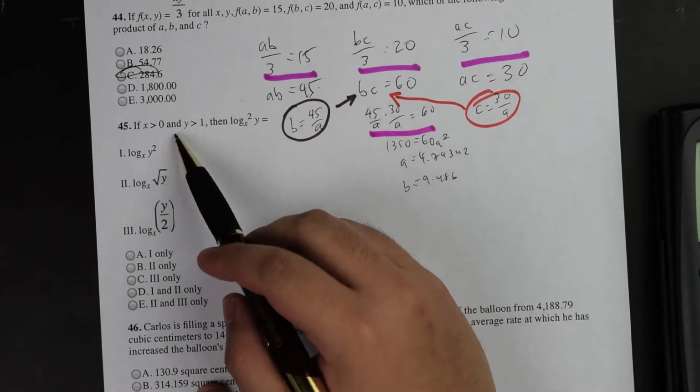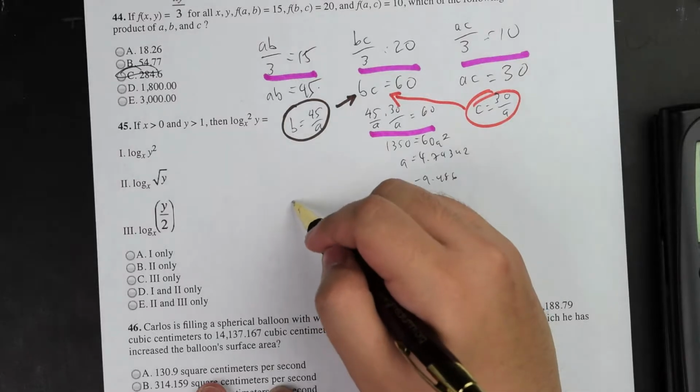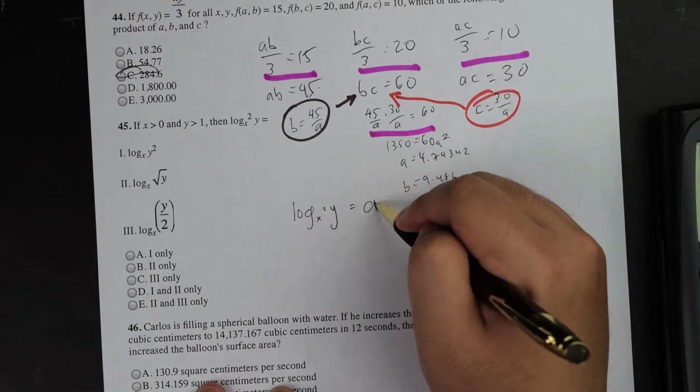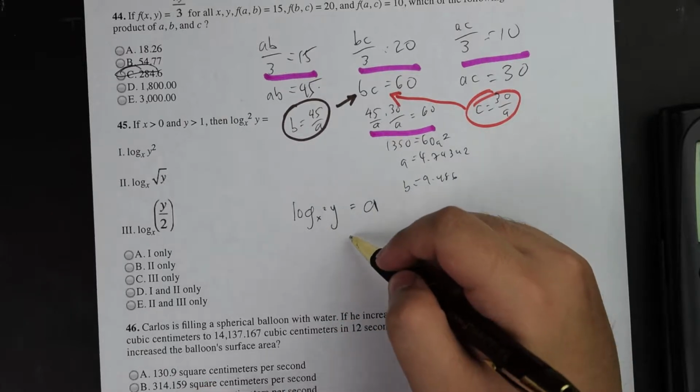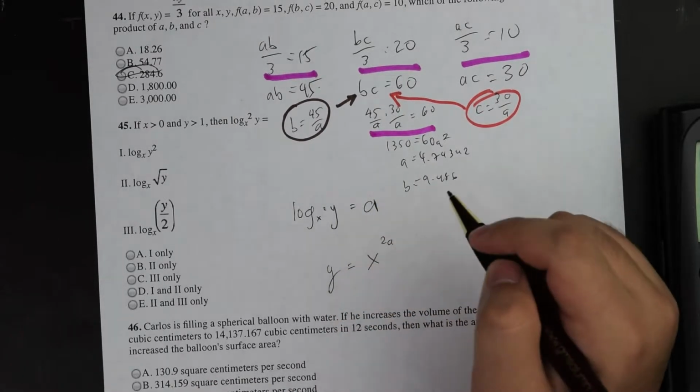So 45. Okay. Let's just call it A for now. That's an answer. If I carry that over, B squared 2A equals 2Y. Okay.